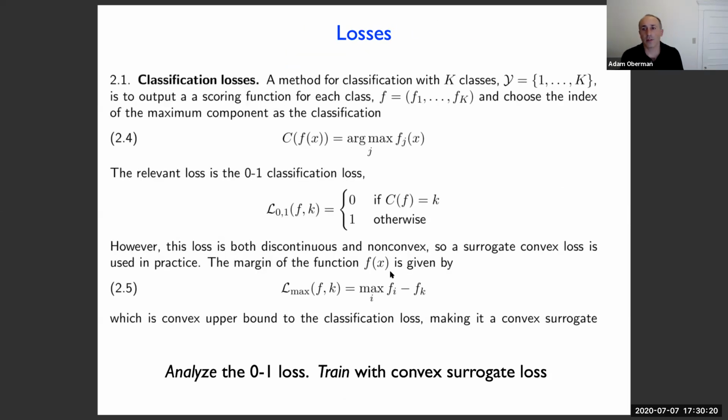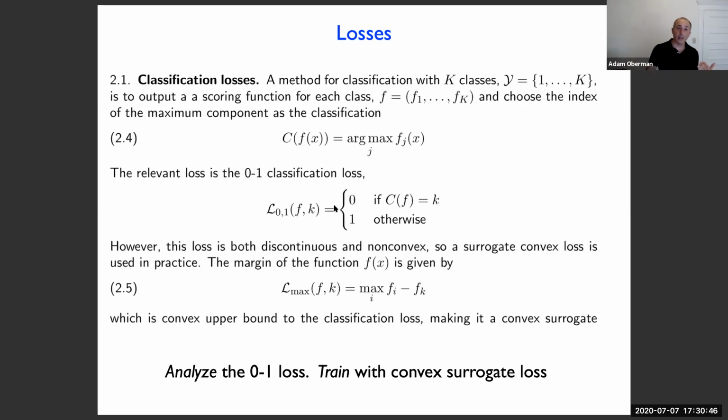So what are some of the losses? First off, when we're doing classification instead of regression, it's a little more complicated. We're not measuring the distance between two numbers. Instead, we are either right or wrong. So the 0-1 loss is the one we care about. It's 0 if you have the right label, and 1 otherwise. This is the loss you care about. It gives you the accuracy, but it's not something you can train with.